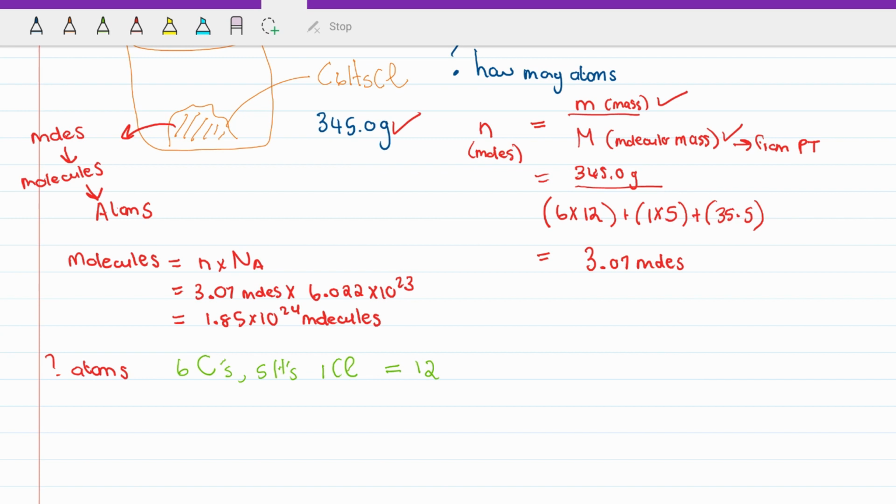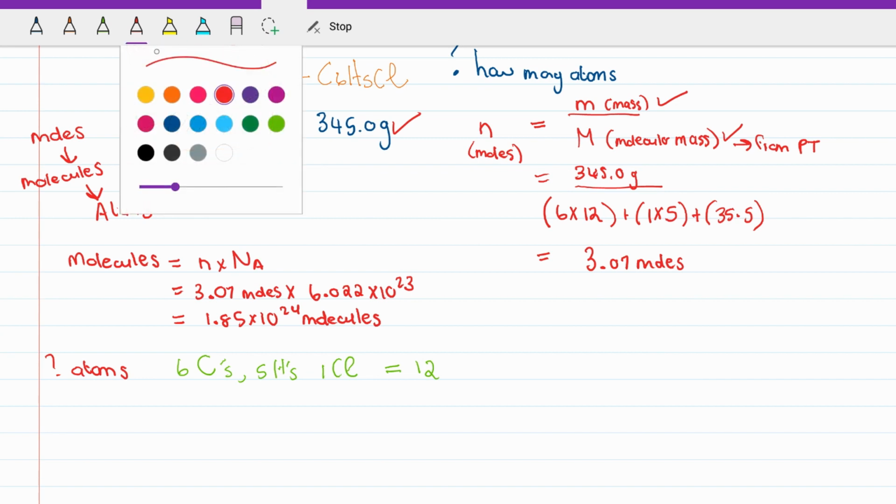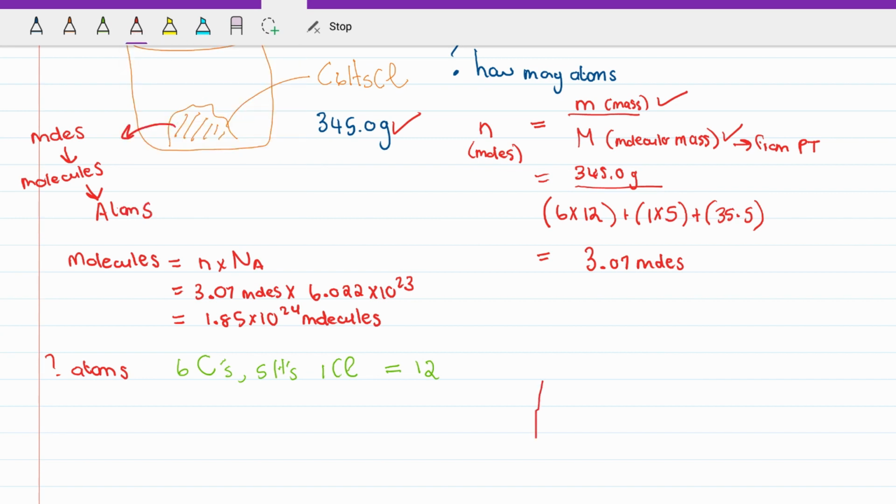To finish off your calculation, you take the amount of molecules and times that by 12, and that will give you the amount of atoms. So that's 2.22 times 10 to the 25 atoms. You can actually see that's the amount of atoms that you have inside of your beaker. Okay, so that's pretty cool.